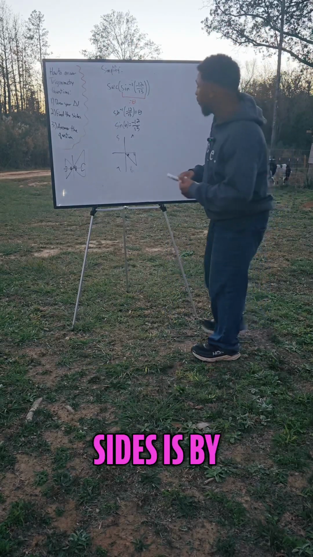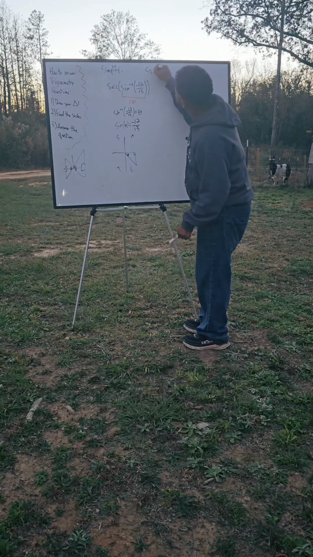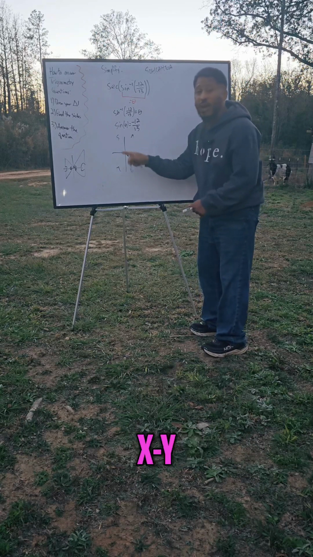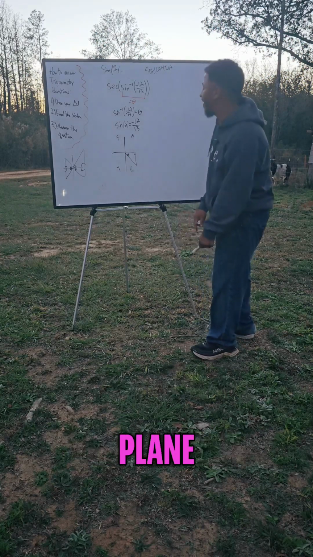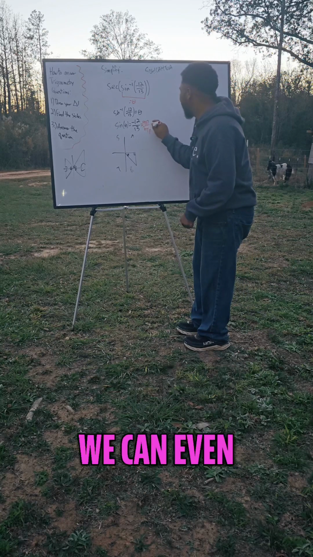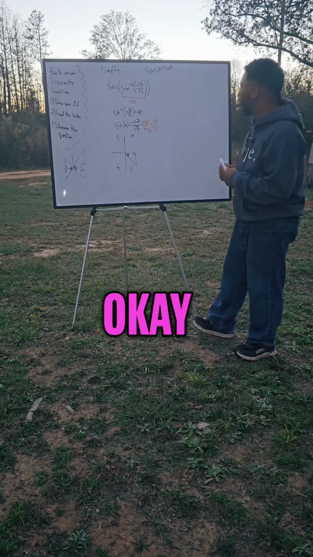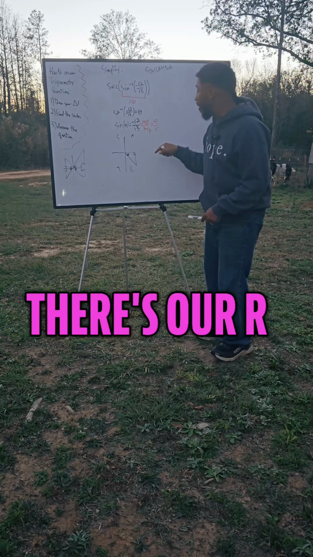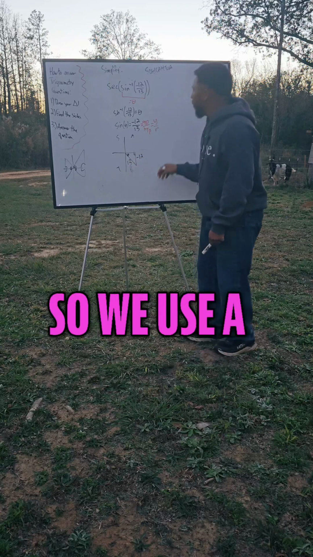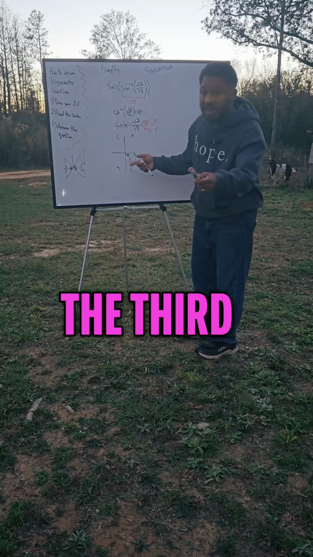How we find the sides is by noting the sine of theta, remember SOHCAHTOA? The sine of theta is the opposite over the hypotenuse, or when we're on the XY coordinate plane, the Cartesian plane, the sine of theta is the Y over the R, the radius. So there's our opposite, our hypotenuse, our Y, our R. It's -12 and 13. So we use a little bit of trigonometry to find the sides of that triangle. But that's 2 sides, so we need to find the third side.